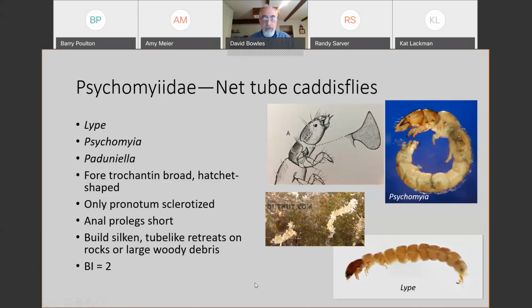And for retreats, they don't build a catch net. What they do is these graze on stones and whatnot, and they build a silken tube-like retreat. It's not unlike what you would see in some chironomids, and some people probably think that's what they are. So these will show up, you get them scraped off in the samples, they come up. But if you just pick up a rock without disturbing it, if they're present, you'll see these tubes running. And so you have to pinch off one end and then chase them down. And that's where you'll find these Psychomyiidae larvae. Their biotic index is 2, and that's, I think, pretty accurate. They're fairly sensitive organisms.